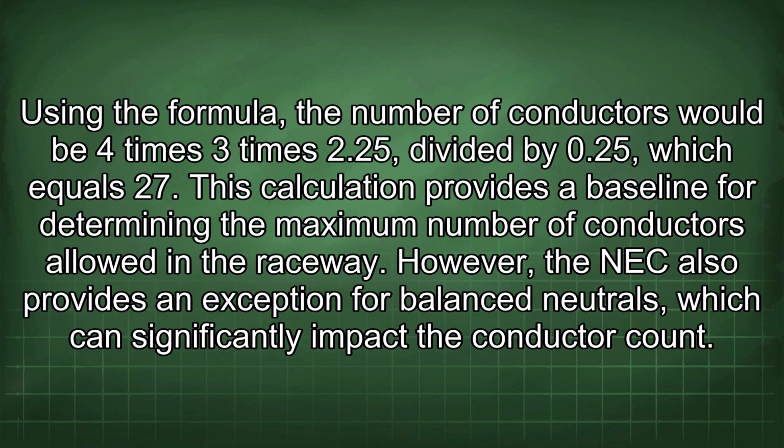Using the formula, the number of conductors would be 4 times 3 times 2.25 divided by 0.25, which equals 27. This calculation provides a baseline for determining the maximum number of conductors allowed in the raceway. However, the NEC also provides an exception for balanced neutrals, which can significantly impact the conductor count.